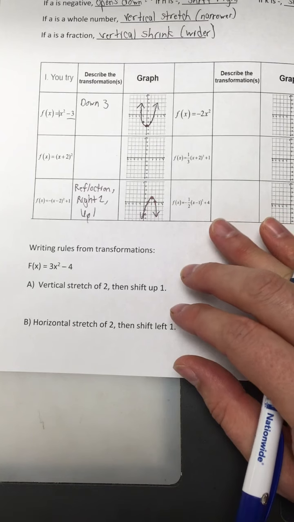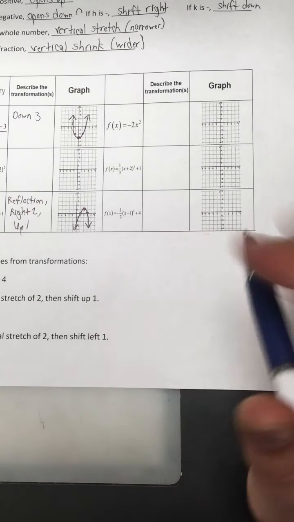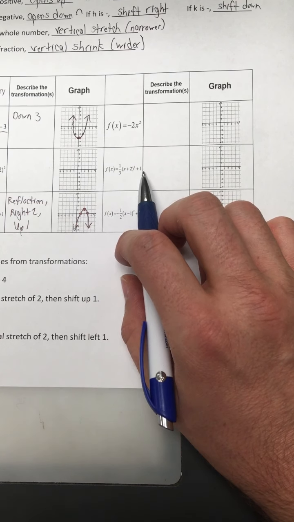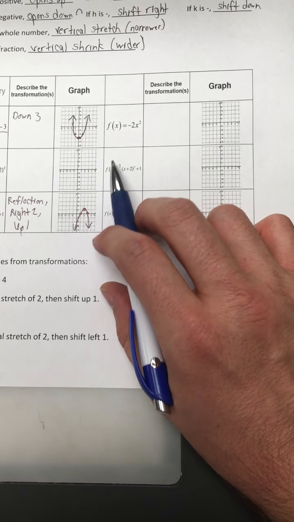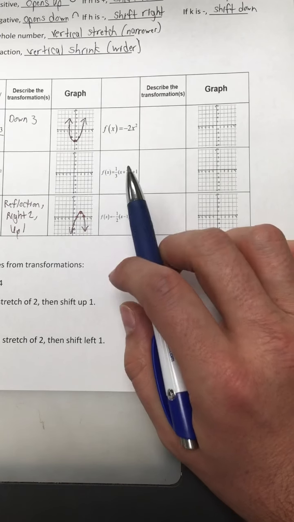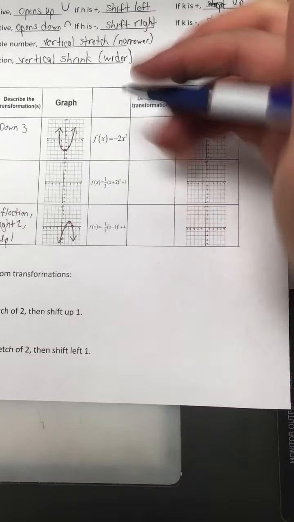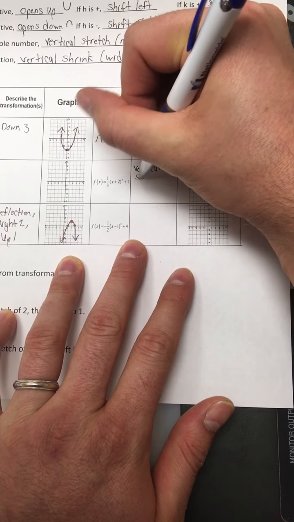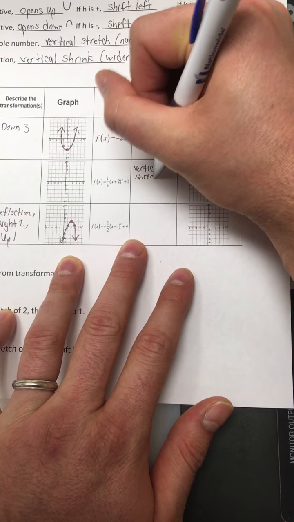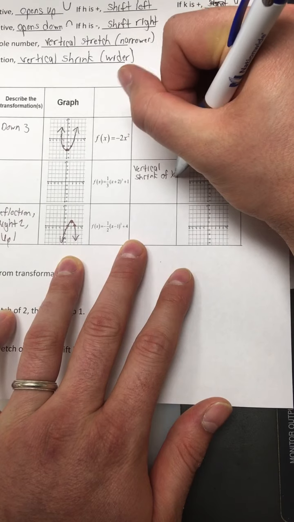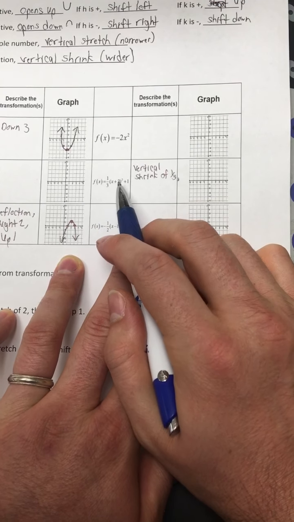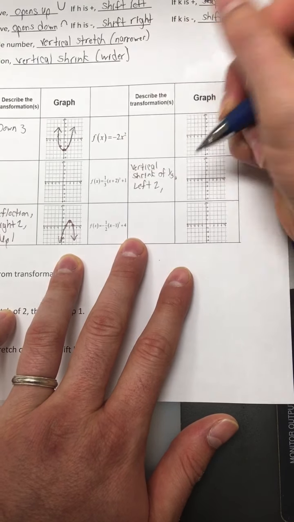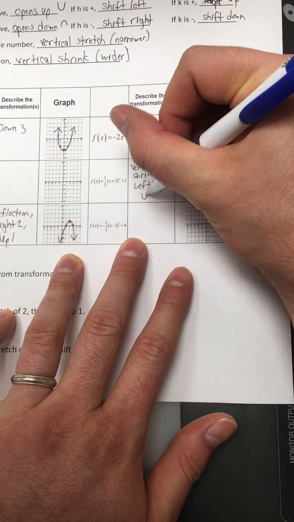Let's do one more together. Over here on the right-hand side, let's do the middle problem. F of x equals 1/3 (x plus 2) squared plus 1. Now, first of all, that fraction in the front, remember, what's a fraction going to do? It's going to shrink it. We have a vertical shrink of 1/3. Which way does the plus 2 in parentheses move it? Left 2, and then plus 1 at the end, going to move it up 1.